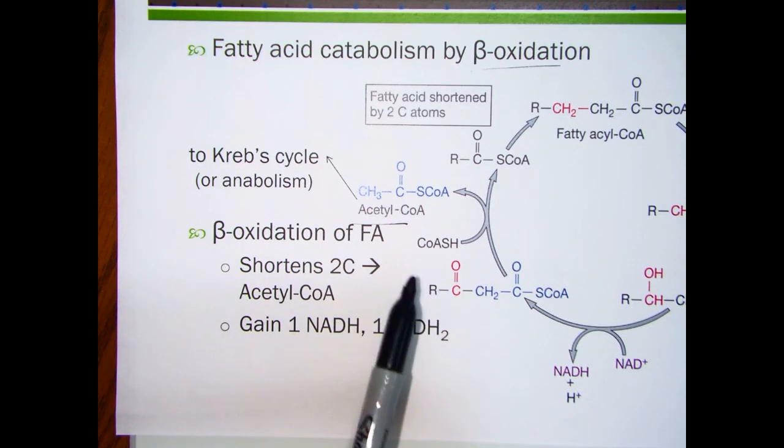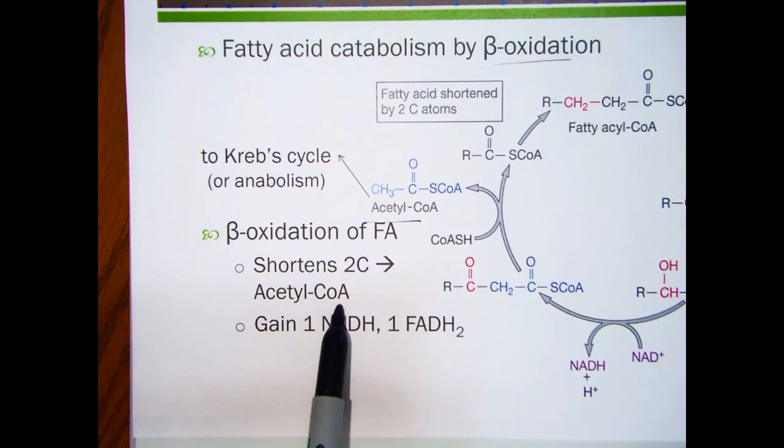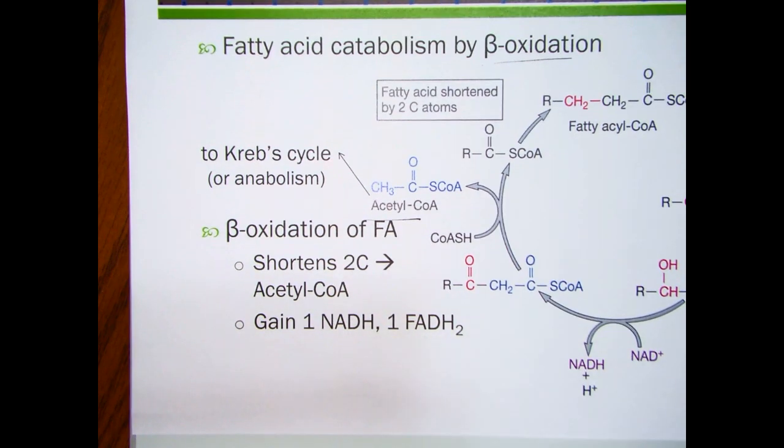The beta oxidation of fatty acids produces acetyl-CoA. It also produces NADH and FADH2 because bonds are being broken, and so those electrons are captured and will most likely eventually make their way to the electron transport chain.